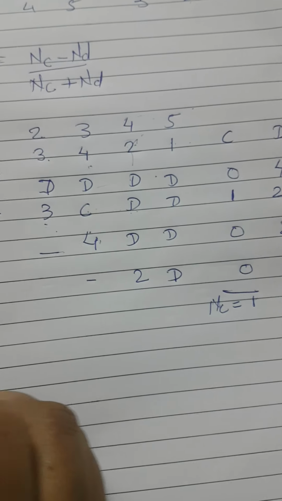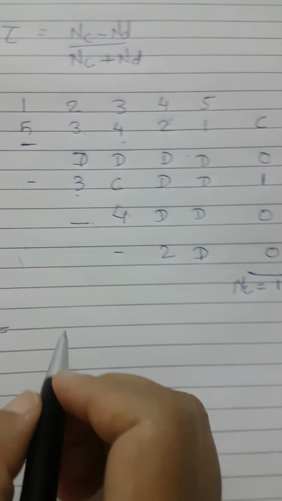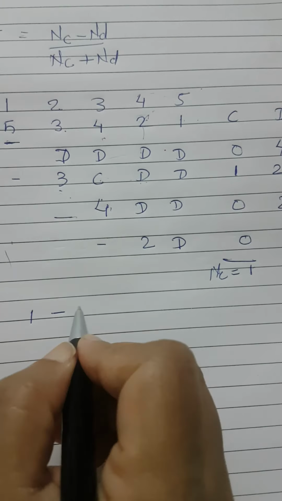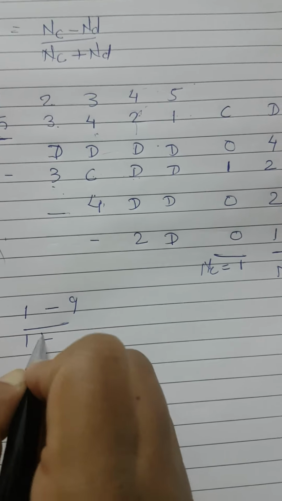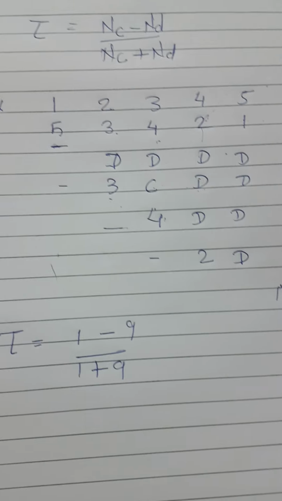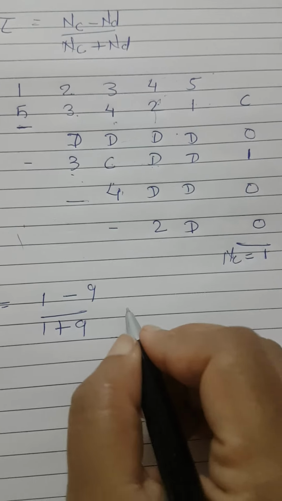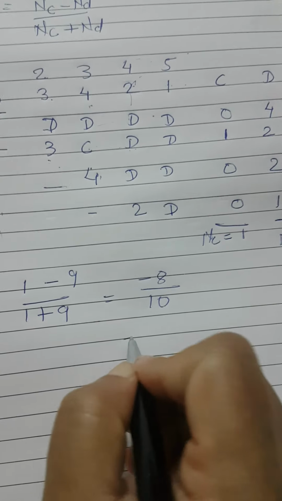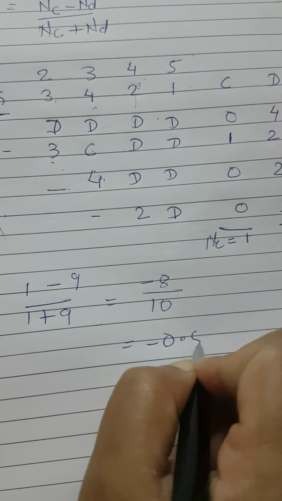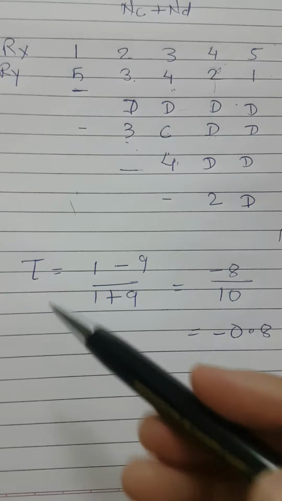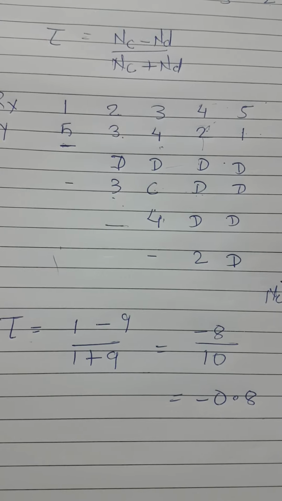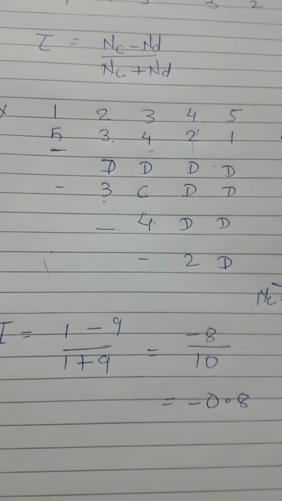So Kendall's tau is equal to NC, which is 1, minus ND, which is 9, upon 1 plus 9. So 1 minus 9 upon 1 plus 9, which is equal to minus 8 upon 10, which is equal to minus 0.8. Now we got the value of Kendall's tau as minus 0.8. Here they have given in the question to compute Kendall's tau, so that's why we have just computed.